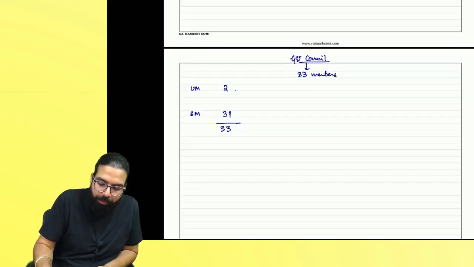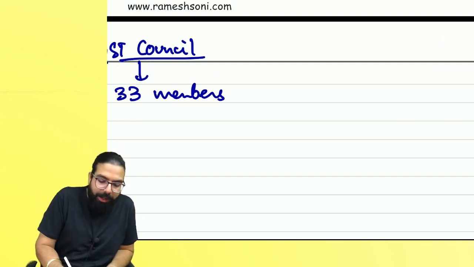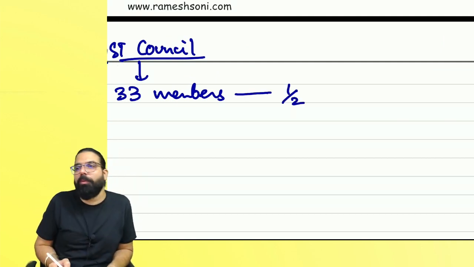Okay. Now it says over here, one half of the total number of members shall constitute a quorum. What do you mean by quorum, everyone? Minimum number of members that should be present for a meeting to be held. Now they are telling one half of the number of members should be present. Can you tell me half of the number of members means?